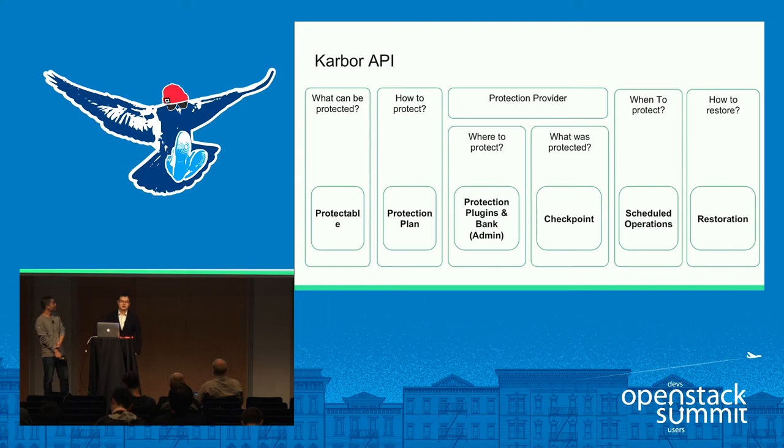Okay, and this is Karbor's API. It defines what can be protected, and how to protect, which means a protection plan, and a protection provider. A protection provider includes two parts. First is a bank plugin, also called the bank, and another is the protection plugin. They protect the data stored in the bank. We call it a checkpoint. It's a little like runC. Also, Karbor defines when to protect, which is about scheduled operations, and how to restore.